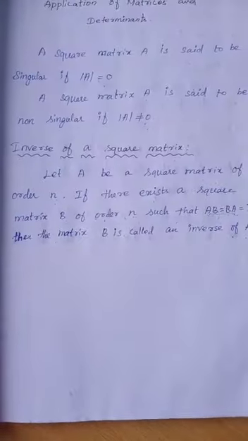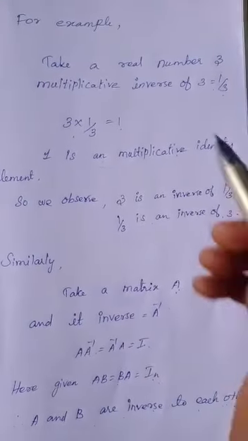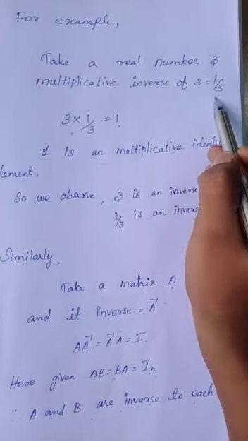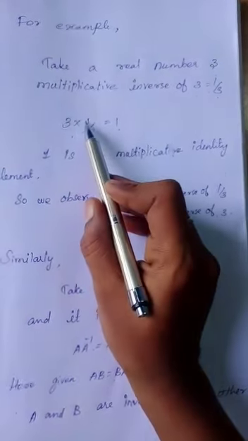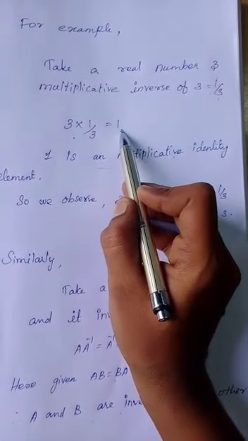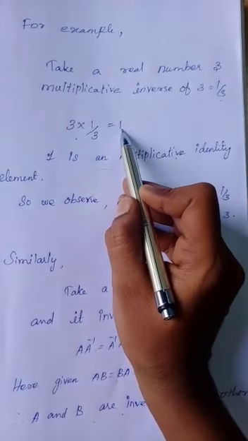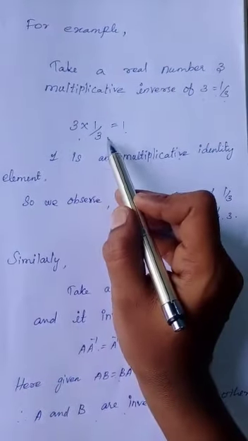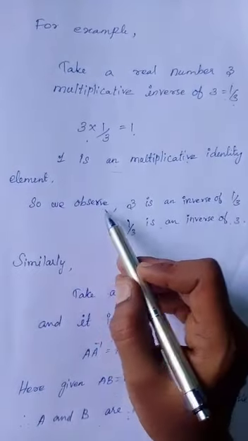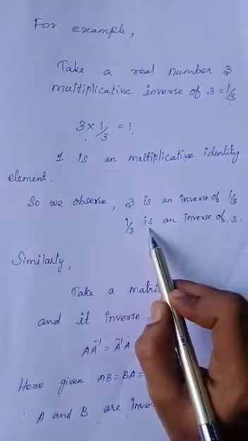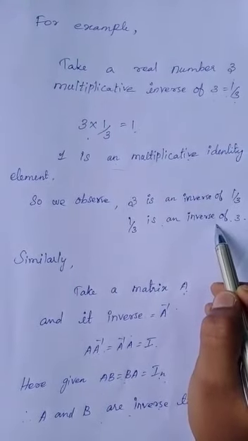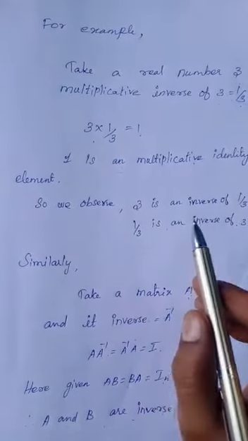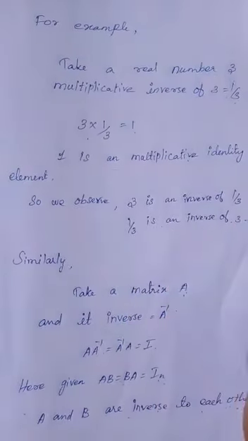For example, I take a real number 3. The multiplicative inverse of 3 is 1/3. If I multiply both numbers 3 and 1/3, we get the answer 1. We already know that 1 is the multiplicative identity element. So 3 and 1/3 are inverses of each other. That means 3 is the inverse of 1/3 and 1/3 is the inverse of 3. And we know every element has a unique inverse. So 3 has only one inverse, and 1/3 has only one inverse.